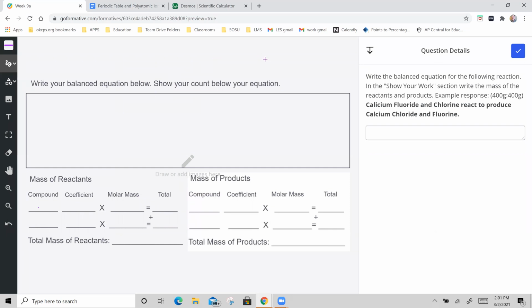For calcium fluoride, we said the formula was CaF2, and make sure you leave yourself some room for coefficients because you are going to have to balance. Then chlorine, one of those diatomics, with the formula Cl2. Then it says reacts to produce, so we put an arrow. Then calcium chloride, CaCl2, and fluorine, which we said was one of those diatomics. Now we have to balance our equation.